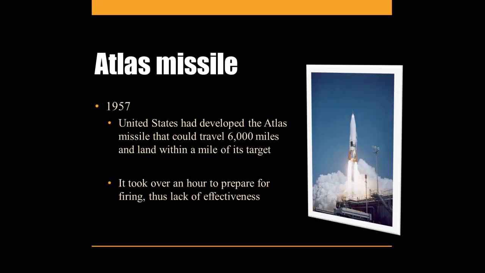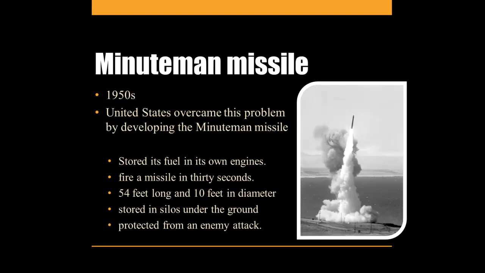During 1957, the United States developed the Atlas missile that could travel 6,000 miles and land within a mile of its target. But it took over an hour to prepare for firing, thus lacking effectiveness. Several years later, the United States overcame this problem by developing the Minuteman missile. They stored its fuel in the engines, making it able to fire in 30 seconds.